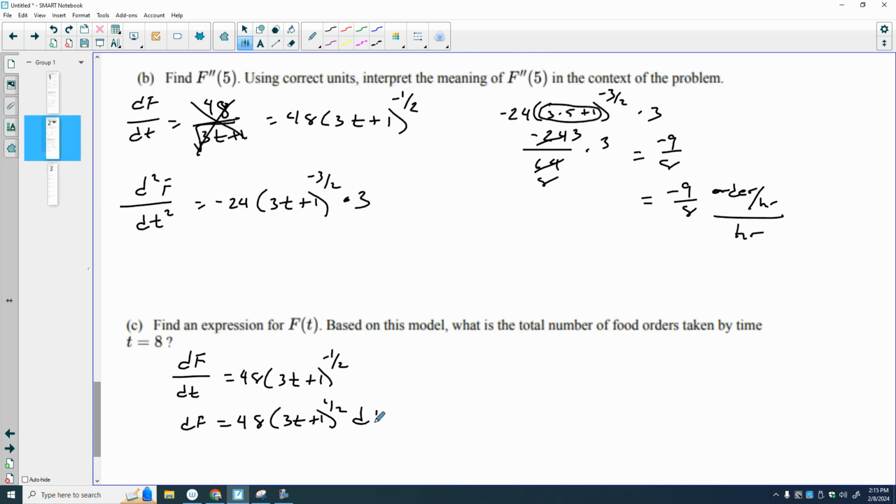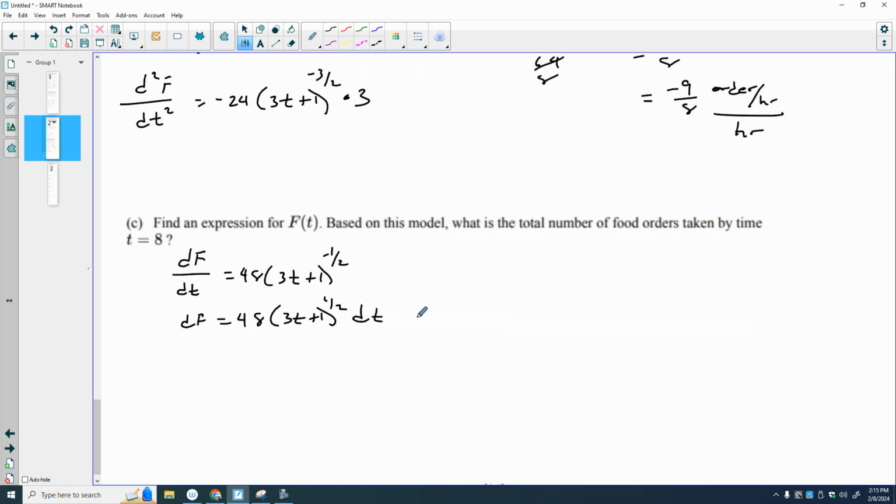And put my dt here. Most of the time, there's a +1 right there. You got a point just for separating your variables. Okay, next thing. I'm going to integrate both sides.